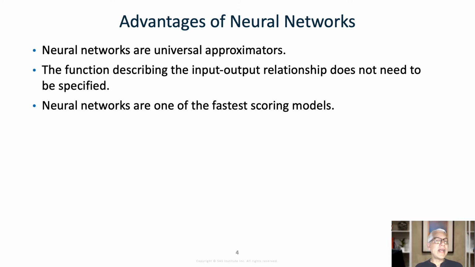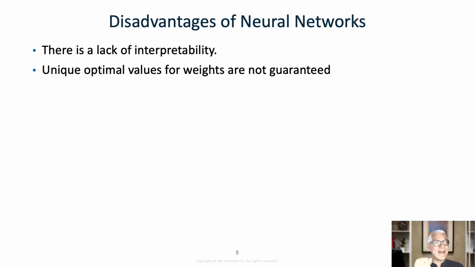A final advantage of neural networks is that once trained, a neural network is among the fastest executing predictive models. And that means that a trained neural network can efficiently score large volumes of data. And that's something to think about if you have several options when you're trying to pick a champion model. But there are some disadvantages to neural networks.